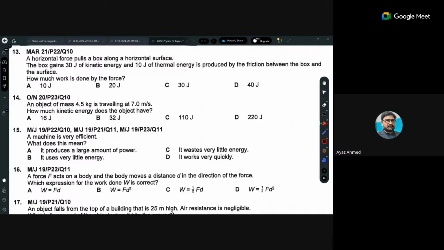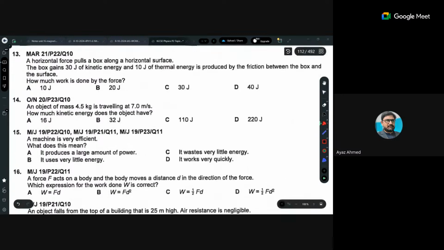What we have studied in the first 8 questions were basically energy change questions. These are calculation questions. In this question, a horizontal force pulls a block along a horizontal surface. The block gains 30 joules of kinetic energy and 10 joules of thermal energy is produced by the friction between the block and the surface. How much work is done by the force? It's a difficult question for you people, because when a block is pulled on the surface, it gains 30 joules of kinetic energy, and 10 joules of thermal energy is produced as friction.